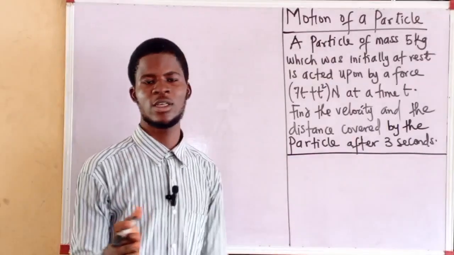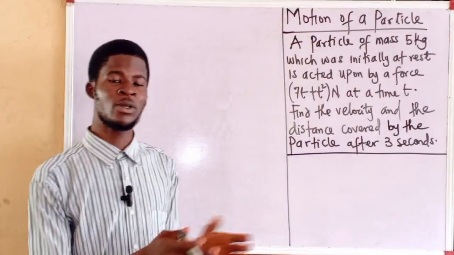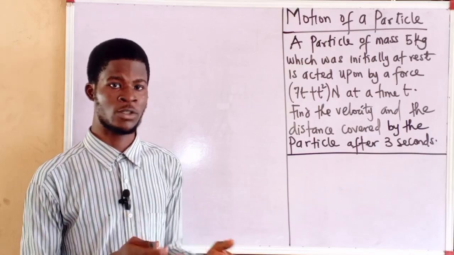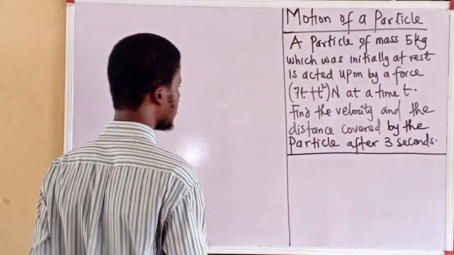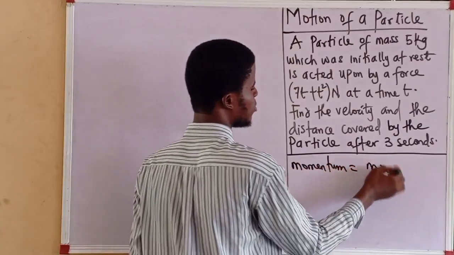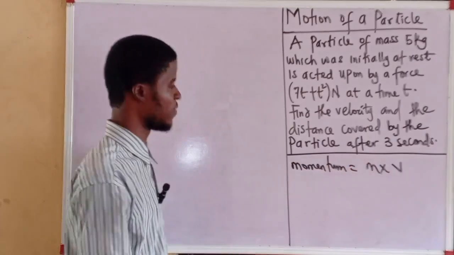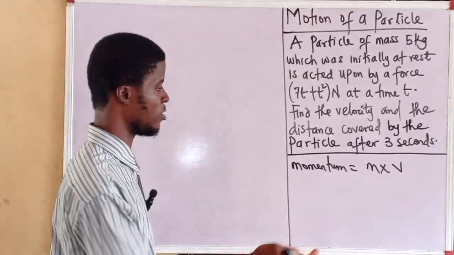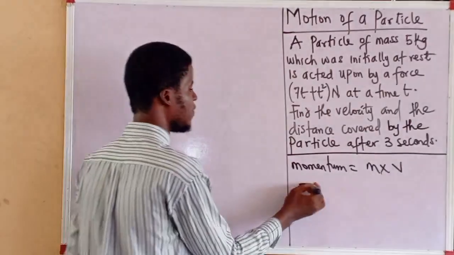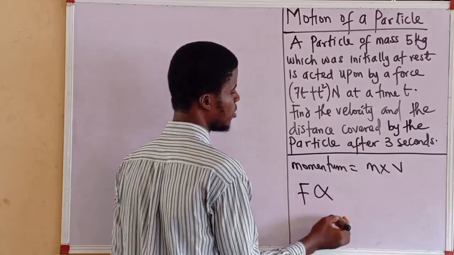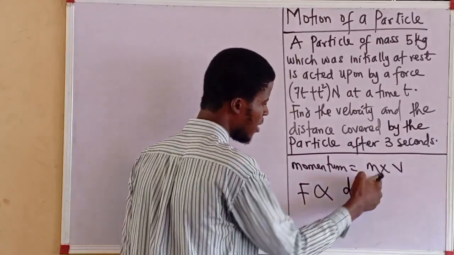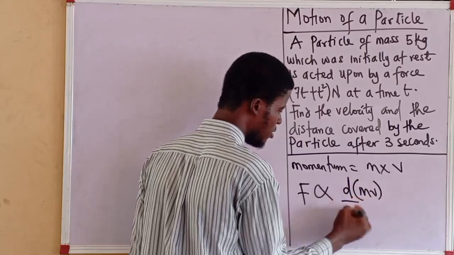Newton's second law of motion states that the rate of change of momentum of a body is proportional to the applied force and is in direction of the force. So momentum is mass times what? Velocity. That's the formula for momentum, the product of mass and velocity. So mathematically, we can summarize Newton's second law of motion as the force is directly proportional to the rate of change of momentum. That is d(mv)/dt.